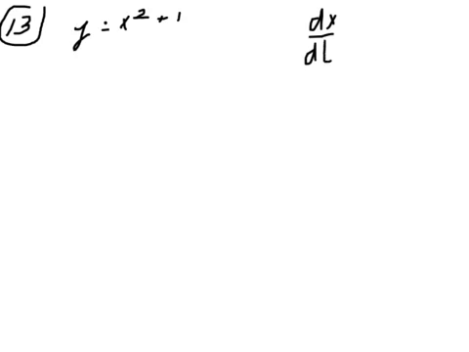Okay, I thought I would do 13 next, just because I know there's so much here that can get confusing in each problem. Find the rate of change of the distance between the origin and a moving point on the graph of y equals x squared plus 1, if dx/dt equals 2 centimeters per second.